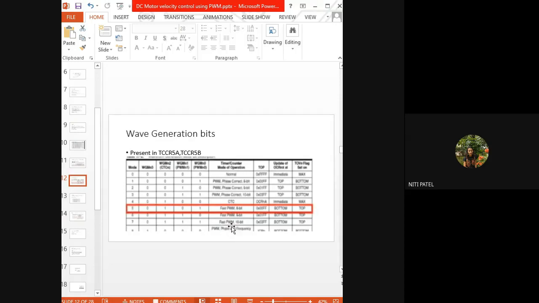One is fast PWM 10 bits, one is fast PWM 9 bits. Then if you can read, it is PWM phase correct 10 bits, phase correct 9 bits. But what do we need? Fast PWM 8 bit. So since I want fast PWM 8 bits, I am going to keep these waveform generation bits as 0,1,0,1. So what did we understand from here?